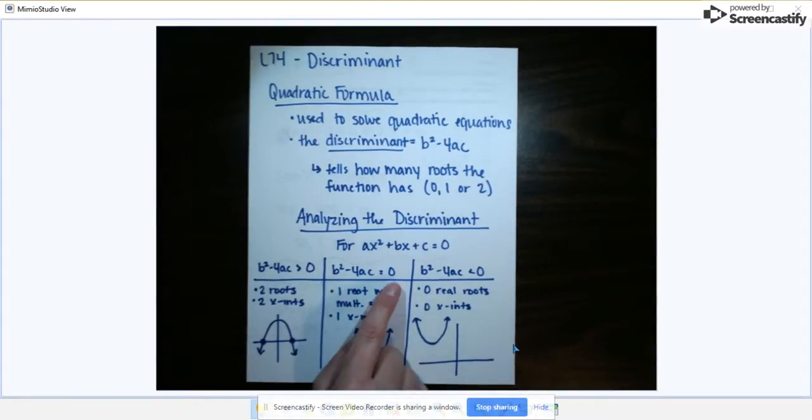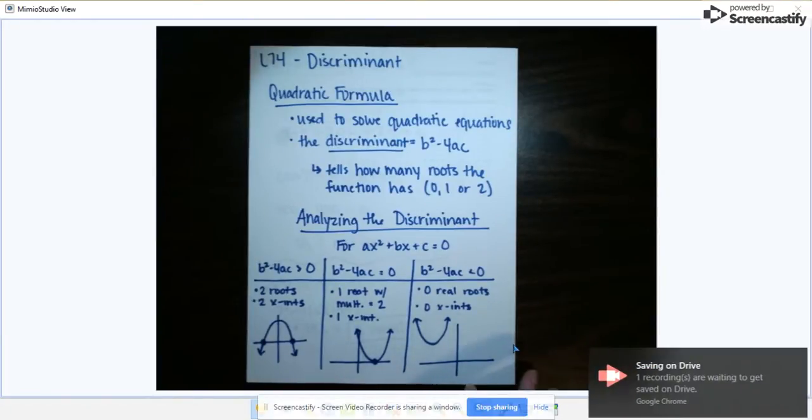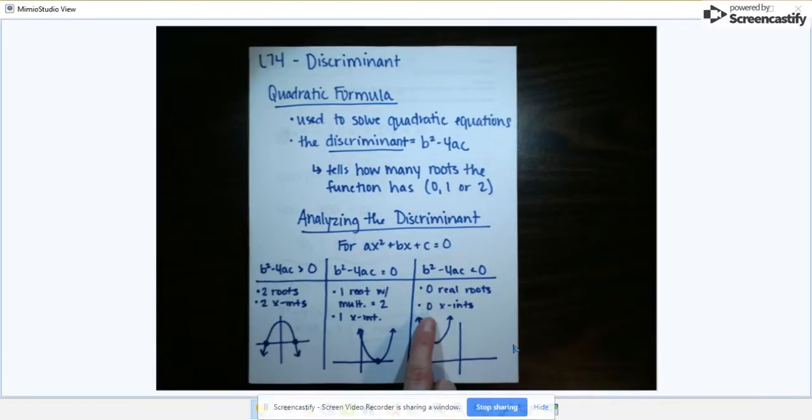Okay, if your discriminant is equal to 0, you're going to have 1 root, but that root will have multiplicity 2. Okay, 1 root means 1 x-intercept, so it could look something like this. And then if your discriminant is a negative number, or it's less than 0, you won't have any real roots. We have what we call an imaginary root that we haven't talked about yet, but you also will not have any x-intercepts. So your parabola will not cross your x-axis ever.